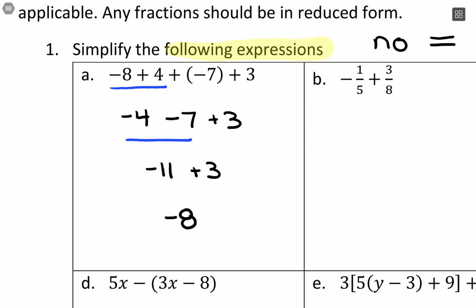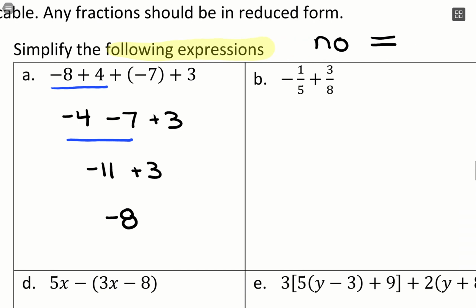Now, with this one, since it's just a bunch of numbers, type it into the calculator. Type in that -8 plus 4 plus a -7 plus 3, and you should get out that -8. So there is a way to check your solution with this one.